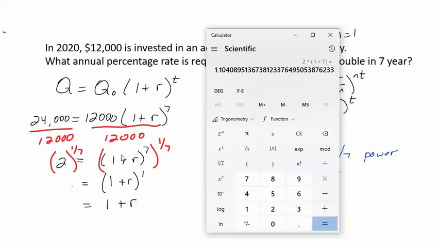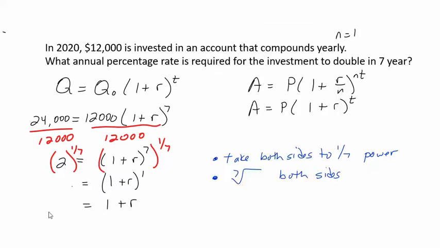Okay, so now I have 1.104. I'll just round it to 1.104. So now, to solve for r, all I have to do is subtract 1 from both sides. And that's going to give me 0.104 equals r. And if I write that as a percent, I have 10.4%. So I'm going to have to earn 10.4% per year in order to double my money in 7 years.